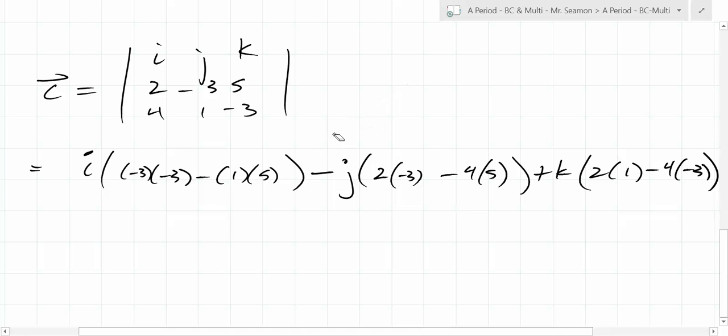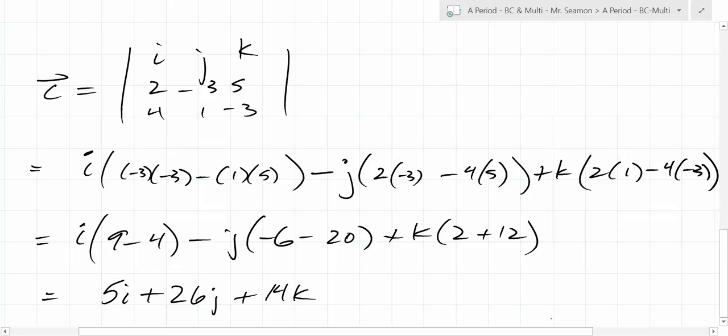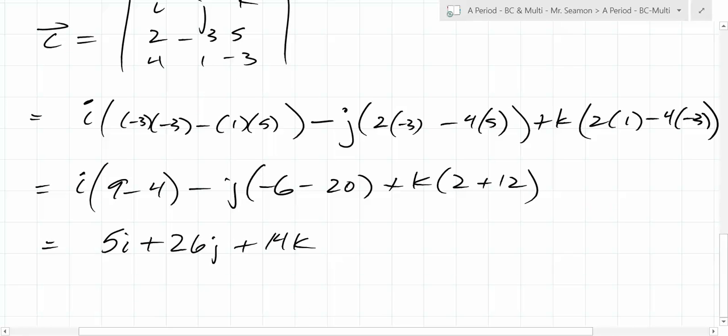Okay. So when we do this out, there it is. Now here's the thing. They're asking for, this is a vector, right? 9 minus 5.